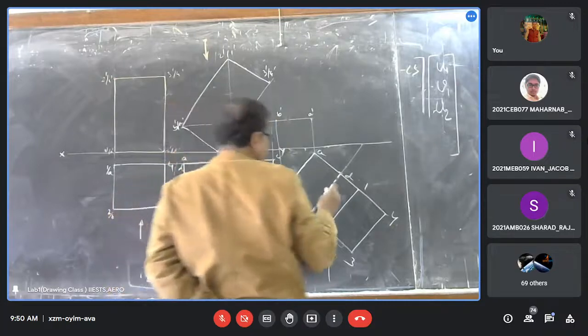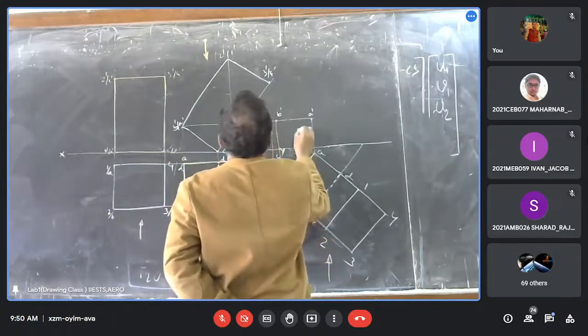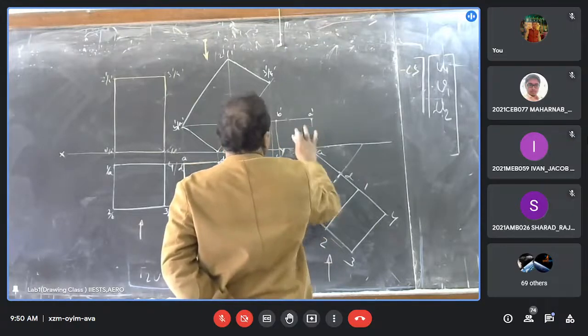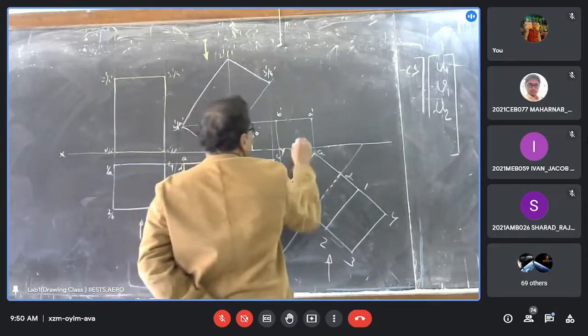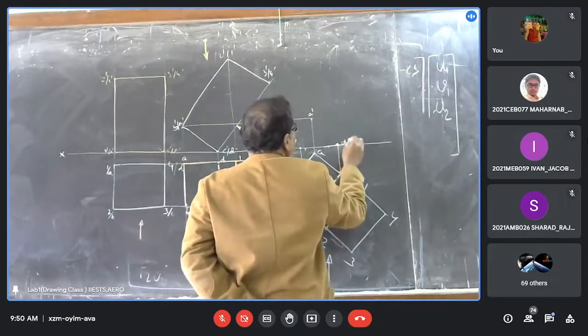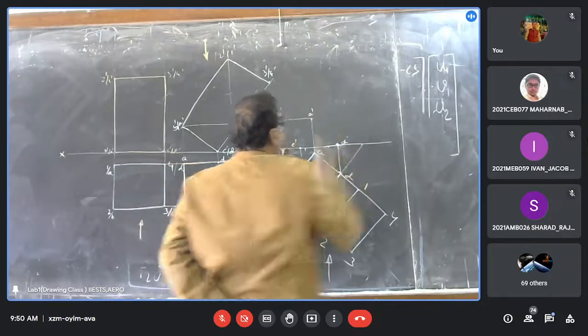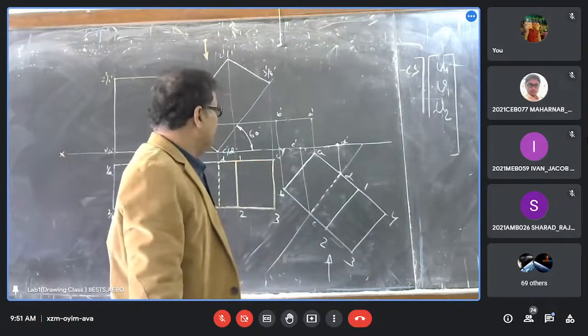And now I am coming to C. C is on the ground line, C dash, and this is D. D is also on the ground line, this is D dash. Okay.